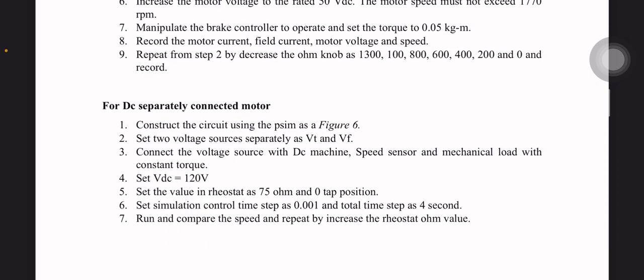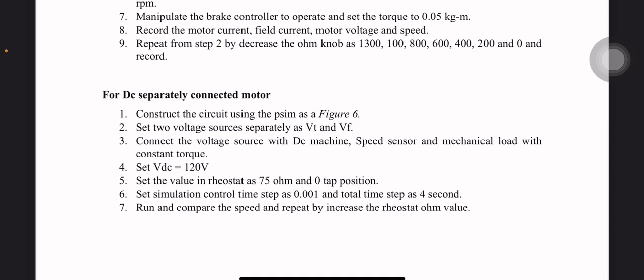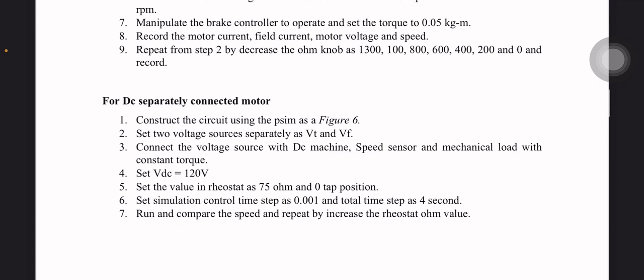Okay, next, for the separately excited DC motor. Firstly, construct the circuit as in figure 6, and set two separate voltage sources as VT and VF. Next, connect the voltage source with a DC machine, speed sensor, and mechanical load with a constant torque. Okay, next set the VDC equal to 120 volts. Next, set the variable resistor to 75 ohm and 0 tap position.